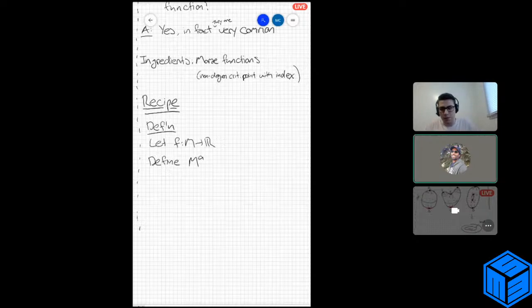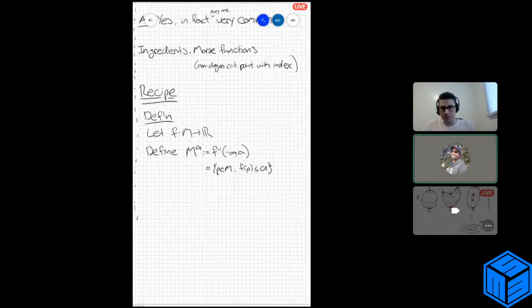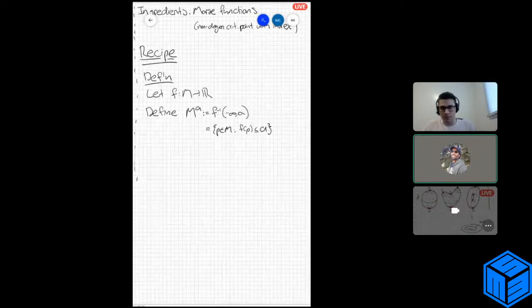I'm going to define M upper A. This is going to be the preimage of negative infinity to a. In other words, these are all the points in the manifold such that f of p is equal to or less than a. As a quick picture, what do I mean? If I give you our lovely function given by the quadratic, and I think about this line being y equals 1, this green part is M1. That's everything beneath value 1.